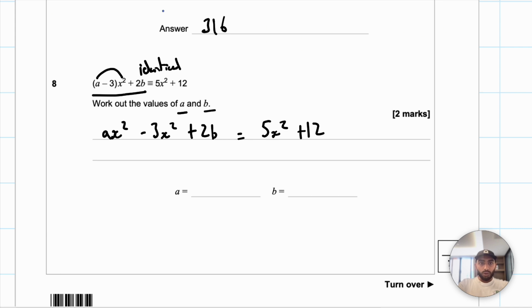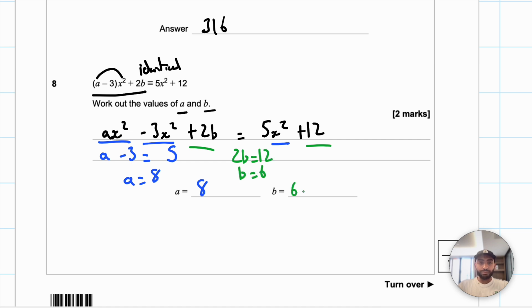We're going to do something called equating coefficients. So I can see there's an x squared here, and the number before the x squared is 5. And on the left hand side, I've got this, that's an x squared, and this, that's an x squared. So that is a, and that is minus 3. So a take away 3 is equal to 5. Add 3 to both sides, a is equal to 8. So I've done a, I need to do b now. So 2b is going to be equal to that 12. 2b is equal to 12. Divide by 2 on both sides, b is equal to 6.